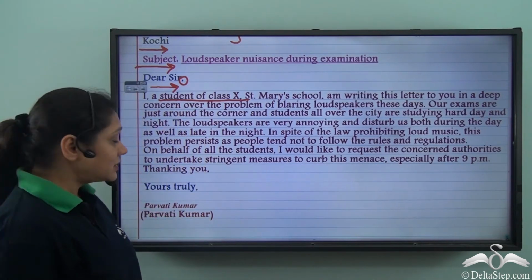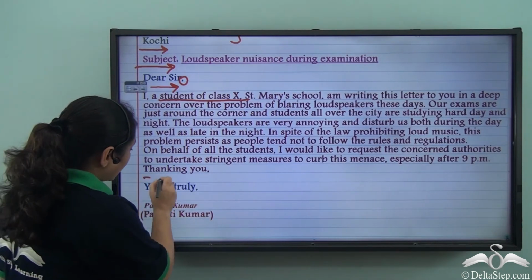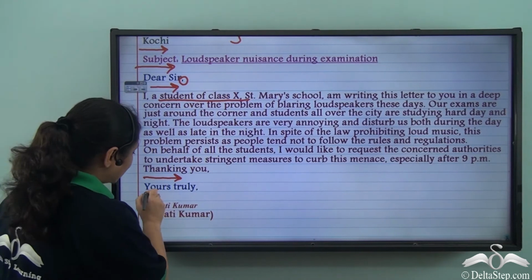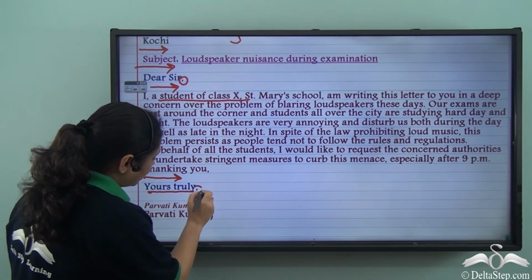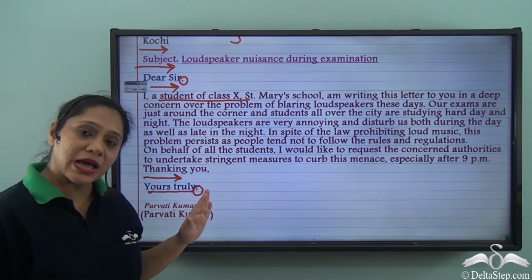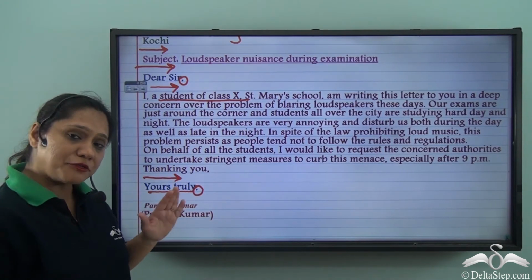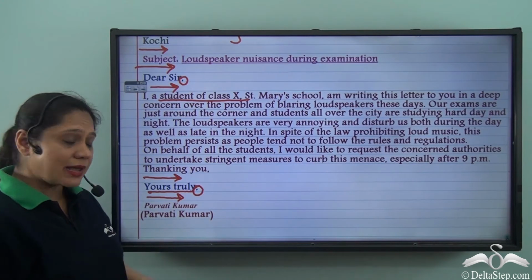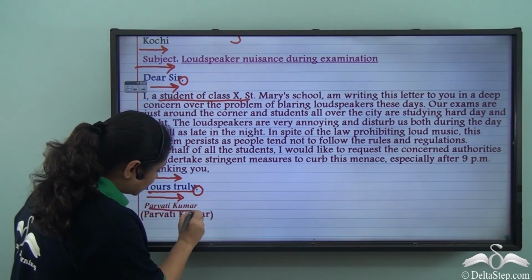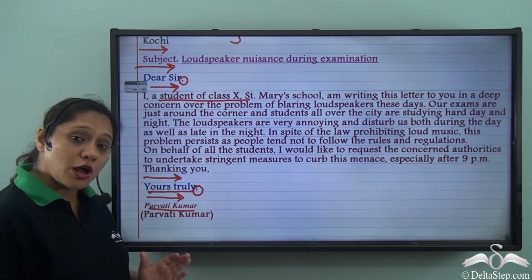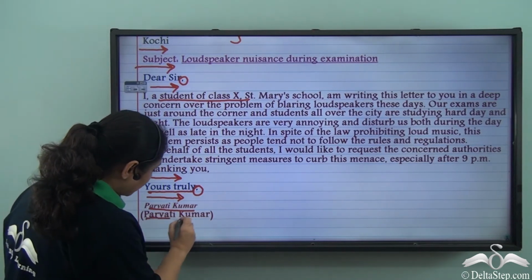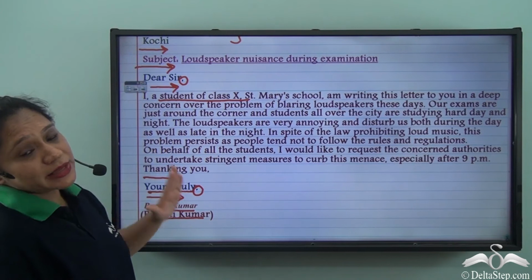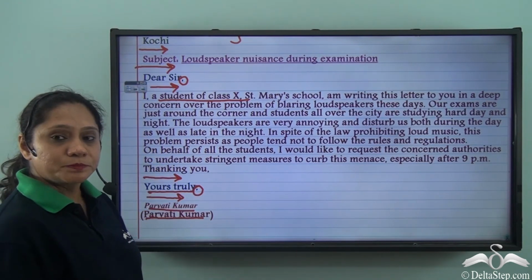After the content, we have given a blank line and then we have written "Yours truly" followed by a comma. This is our subscription. After the subscription, we have left a blank line and then we have the signature of Parvati Kumar followed by the name in brackets. You will notice that all these are left aligned.